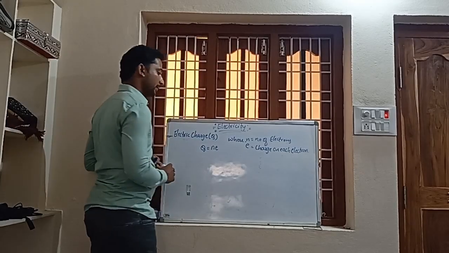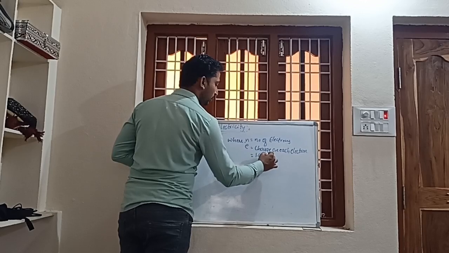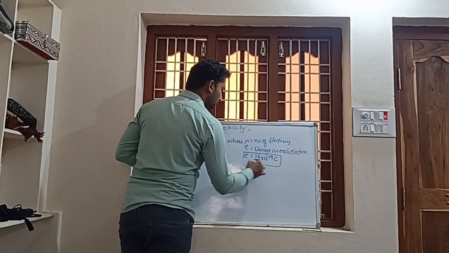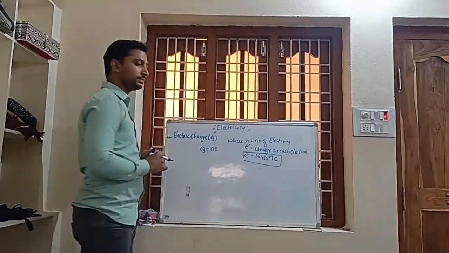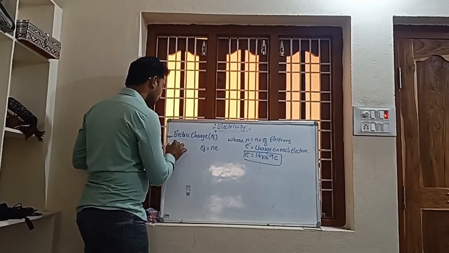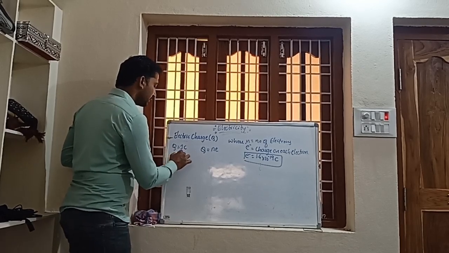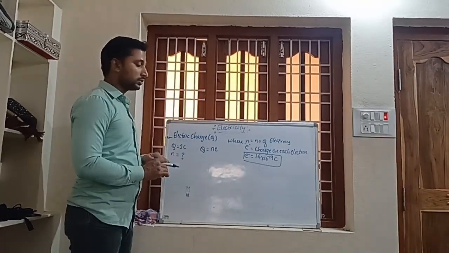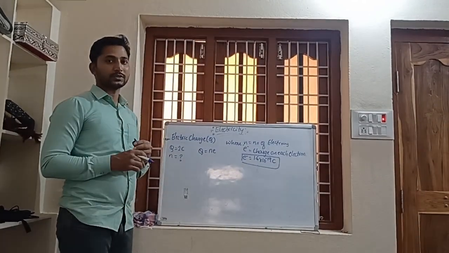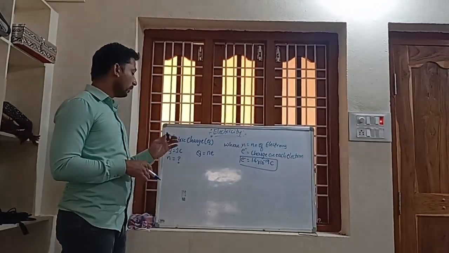The charge on each electron has a fixed value, that is 1.6 into 10 raised to the power minus 19 coulomb. So if anyone asks, if the charge is 1 coulomb, how many electrons are present in 1 coulomb of charge? You can use this formula to find how many charges, which are nothing but electrons, are present in 1 coulomb of charge.